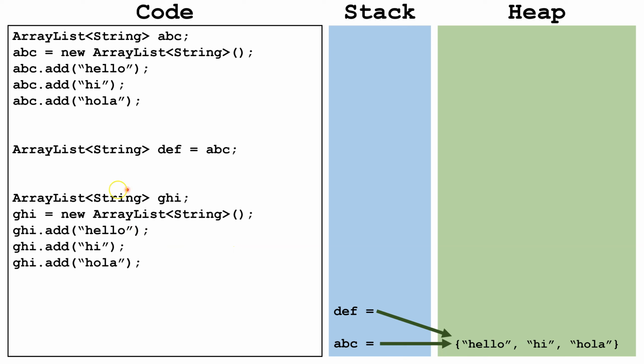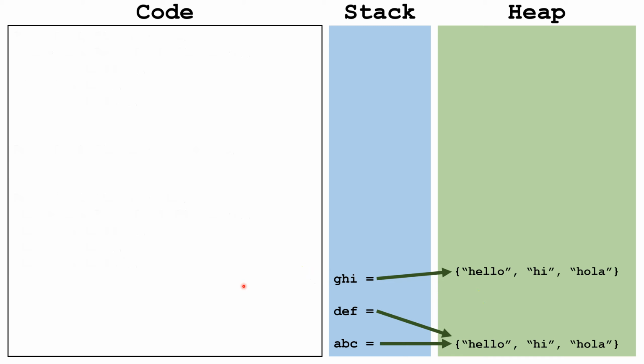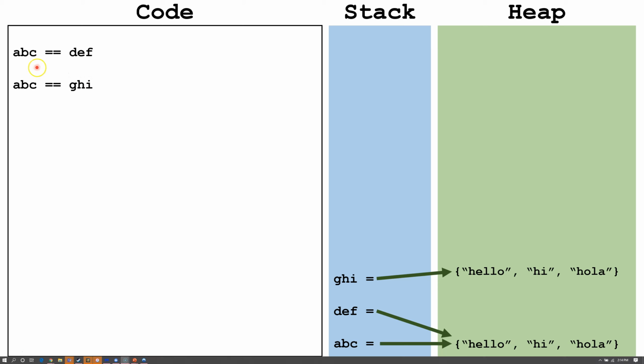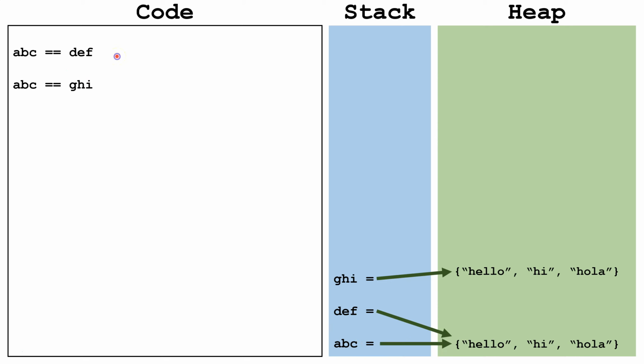Now we're going to declare a new reference variable of type ArrayList, GHI. We'll initialize it with a new ArrayList, and then we'll add the same three objects. So here we can see GHI is pointing at an identical object to DEF and ABC. However, the two objects are in different memory locations on the heap. Now let's examine some different ways to compare the values. We're checking ABC == DEF. So ABC and DEF are pointing at the same object on the heap, so this expression is going to evaluate to true.